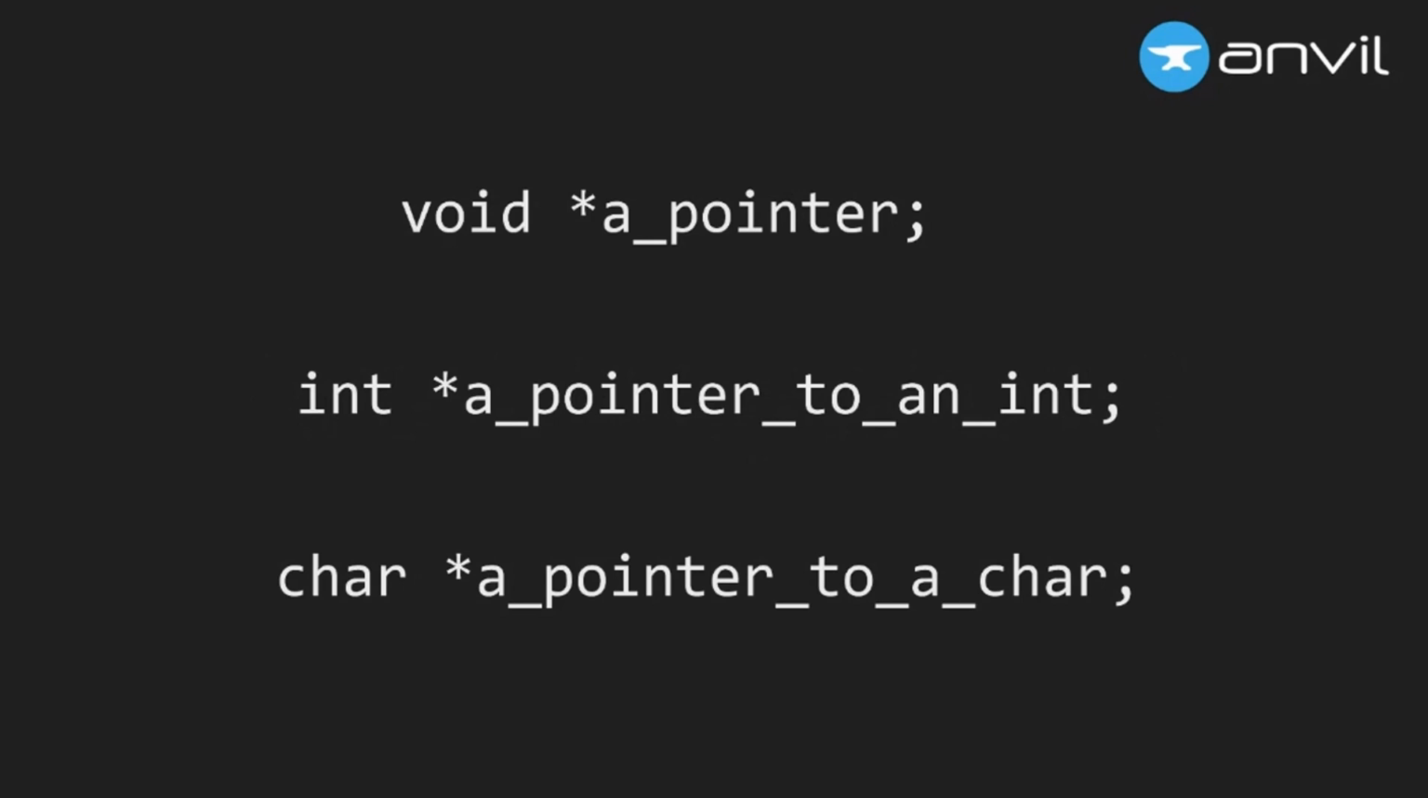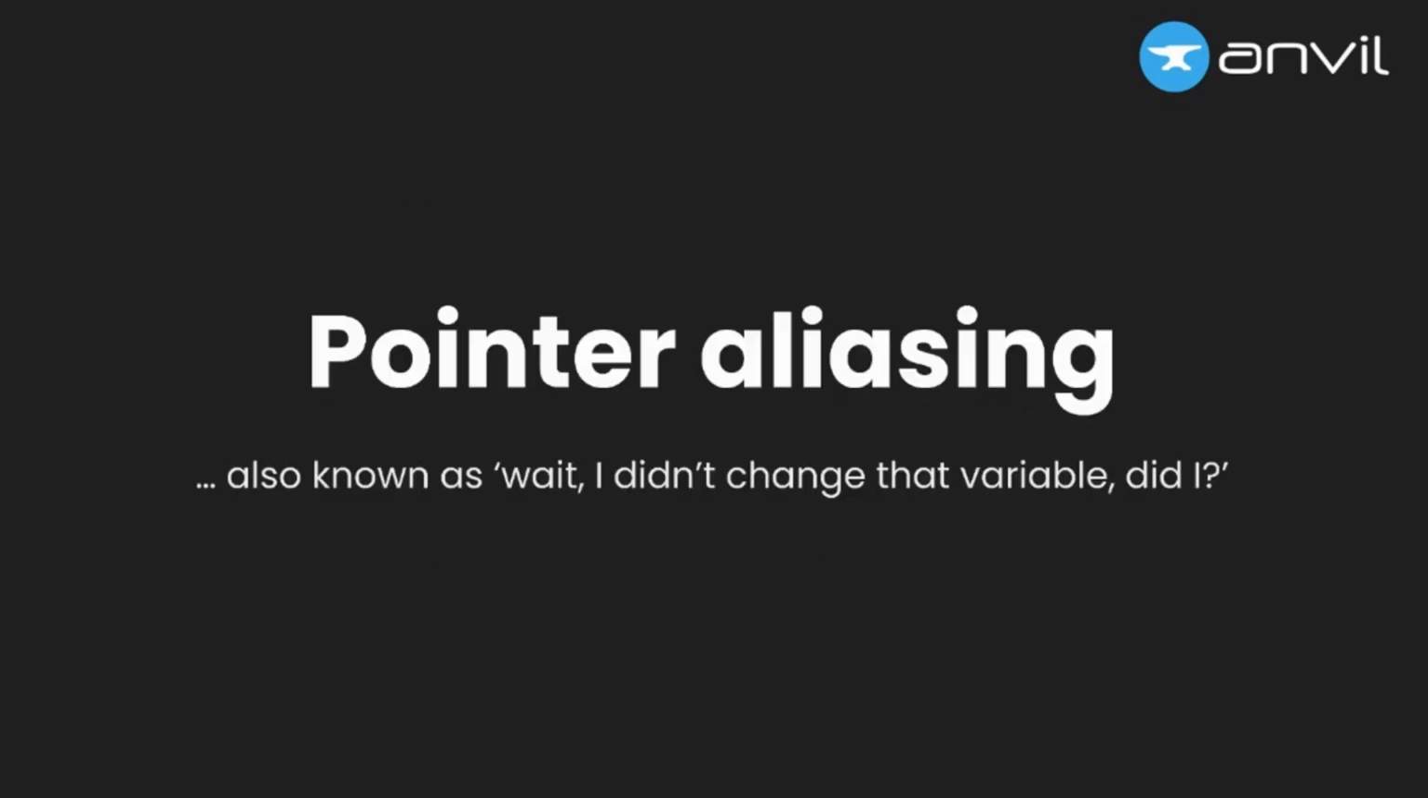And in C, when you declare a pointer, it actually matters what the type of object that it points to is. So void is agnostic. You can have something that points to an integer or something that points to a character. But this is Python and it's duck typed, so you don't need to know about any of that when it comes to writing Python code.